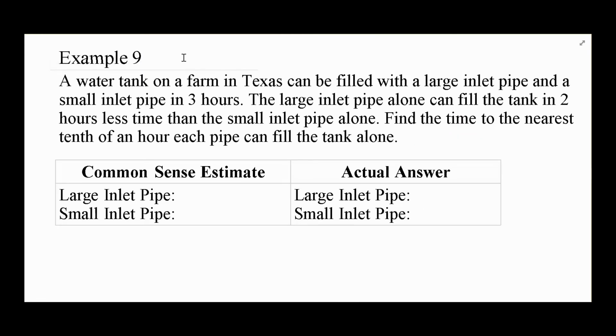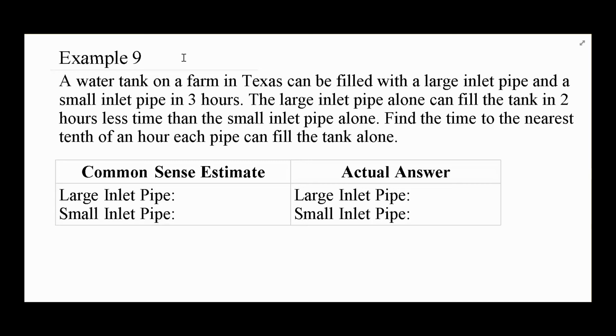Let's look at an example problem of a work rate problem. As I read this, we're told that a water tank on a farm in Texas can be filled with a large inlet pipe and a small inlet pipe in 3 hours. The large inlet pipe alone can fill the tank in 2 hours less time than the small inlet pipe alone. Find the time to the nearest tenth of an hour that each pipe can fill the tank alone.